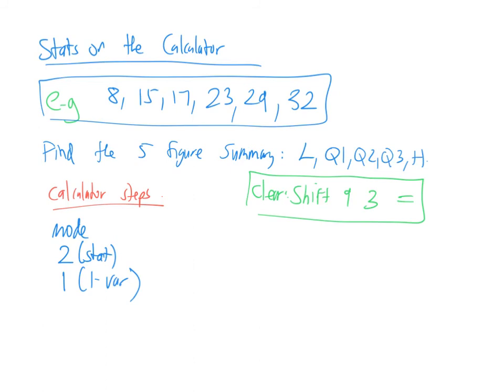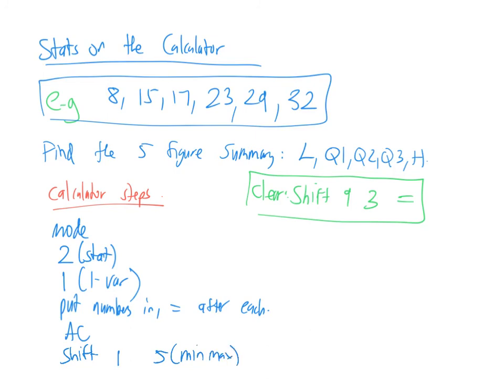Next step, you'll get a table. Put in each of these numbers and press equals after each one. Okay, next button is AC. Back to the main screen. Now don't worry, the numbers are still there. We're now going to press shift, then 1. Notice there's a yellow stat above that 1 button. We're now going to press 5 for min-max.